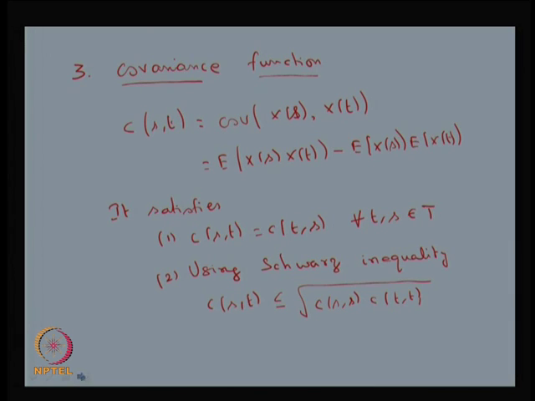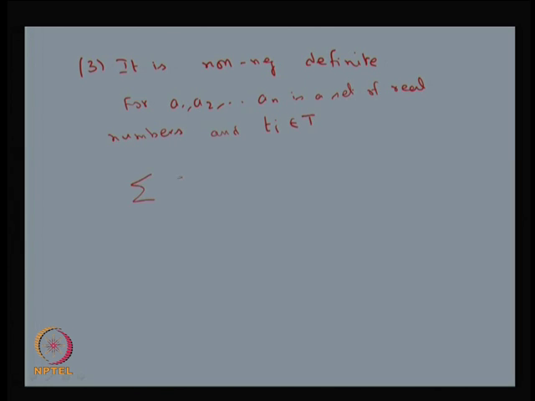The third property: the covariance matrix is non-negative definite also. That means for a1, a2, up to an, as a set of real numbers, and t_i's belonging to capital T, consider the double summation of j running from 1 to n and k running from 1 to n, of a_j and a_k, which are real numbers, with the covariance function of t_j comma t_k.